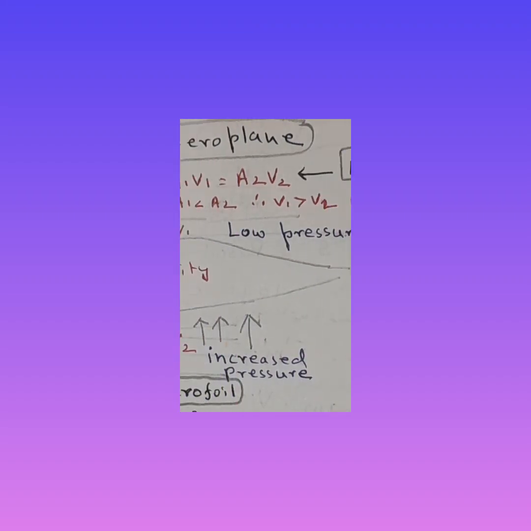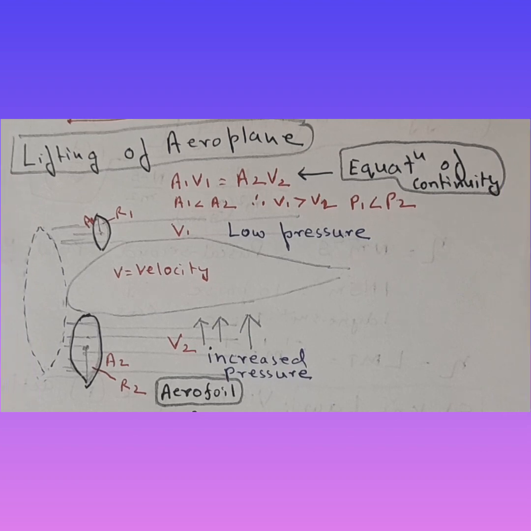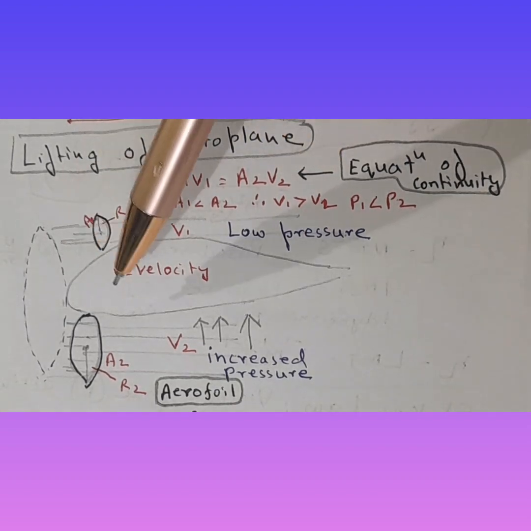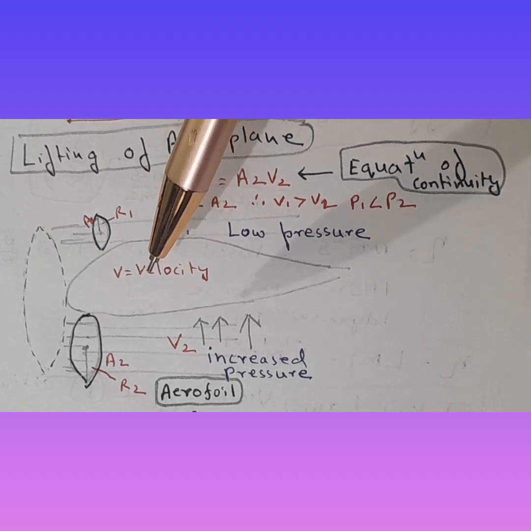Let's get into application of Bernoulli's principle and equation of continuity. Now we know equation of continuity is A1 V1 is equal to A2 V2. Let's see how we are going to apply it over here. Now this is an aerofoil. That's the design of an aeroplane.